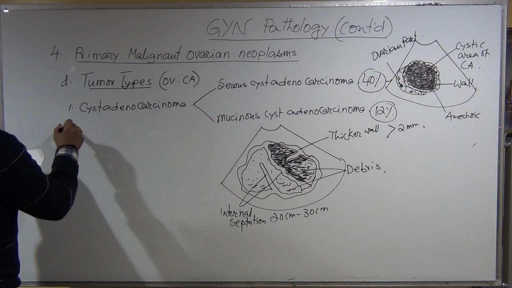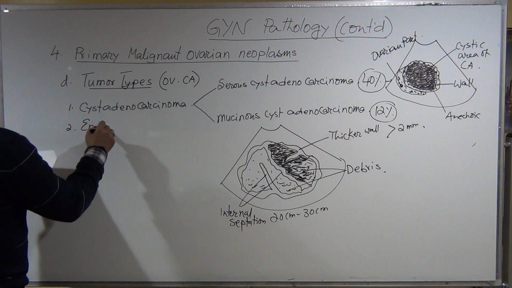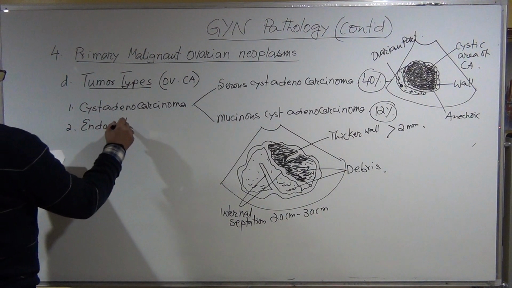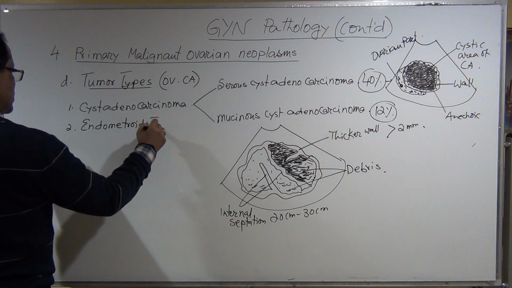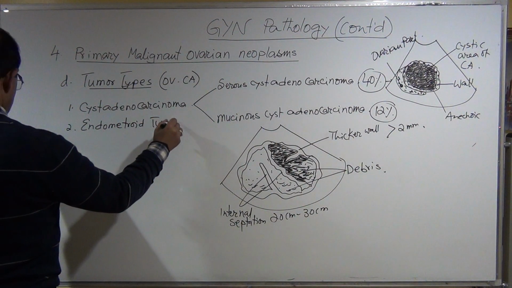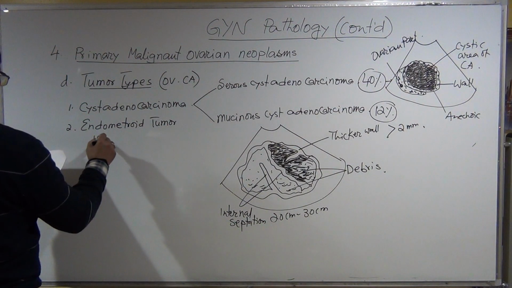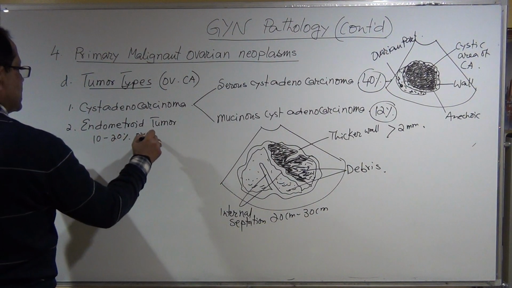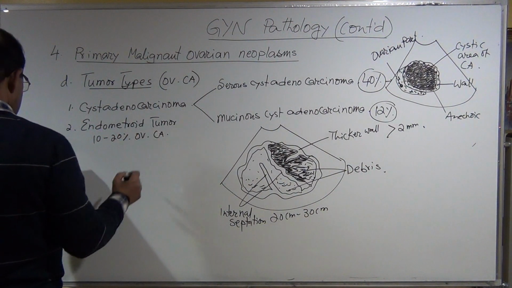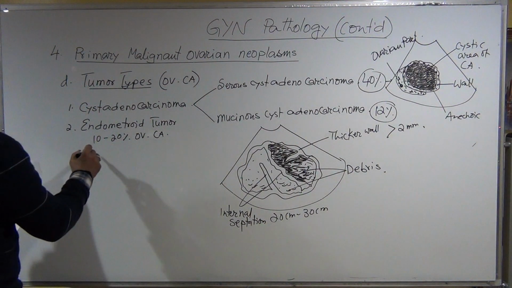And now number 2, endometrioid tumor. So these tumors comprise say 10 to 20% of ovarian cancer, and they have a complex solid appearance.